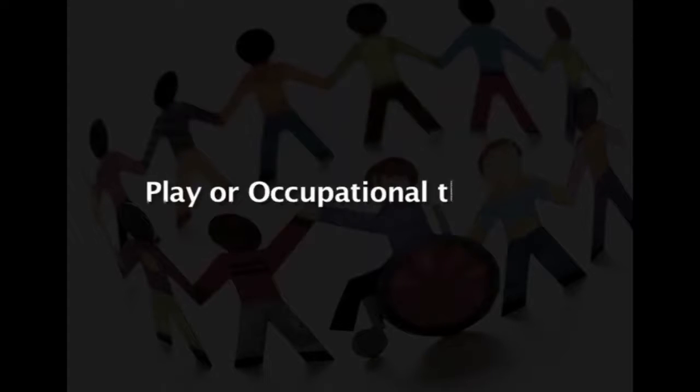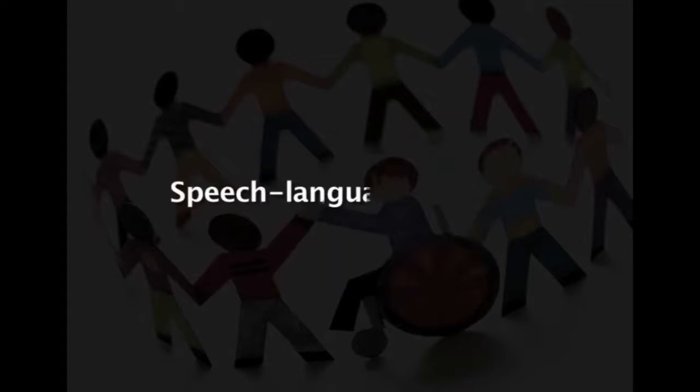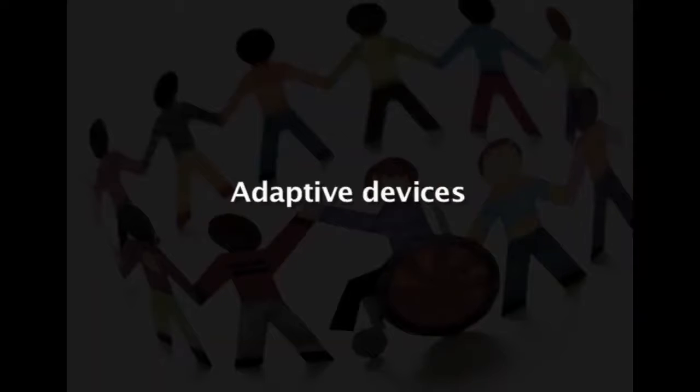Play or occupational therapy helps the child develop fine motor skills such as dressing, feeding, writing, and other daily life activities. Speech and language therapy helps the child develop communication skills. The child may work in particular on speaking, which may be difficult due to problems with muscle tone of the tongue or throat. Adaptive devices.